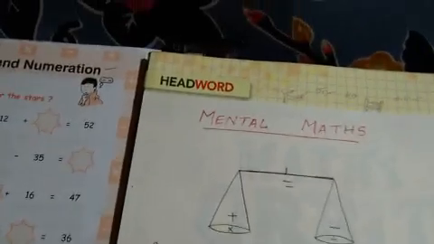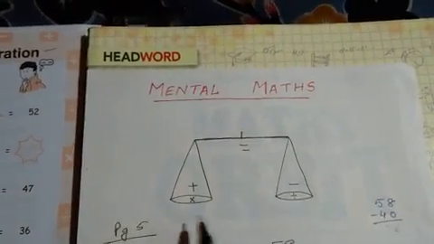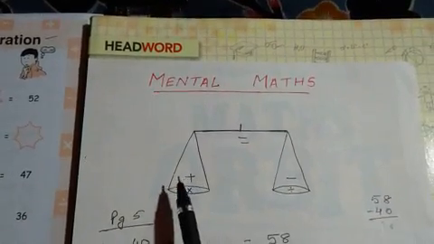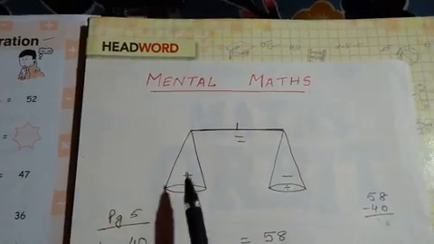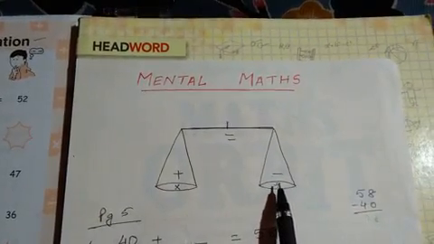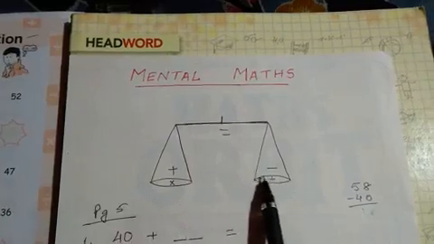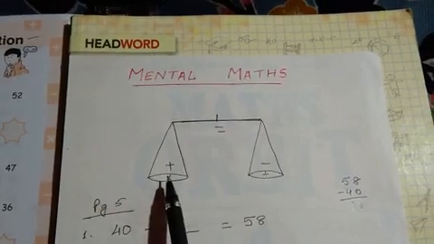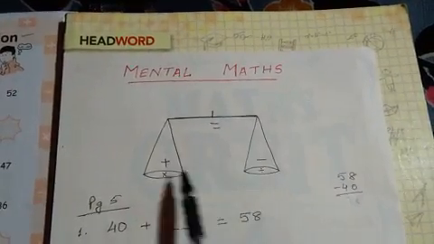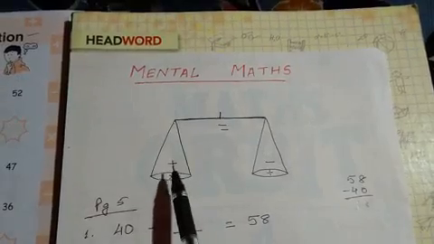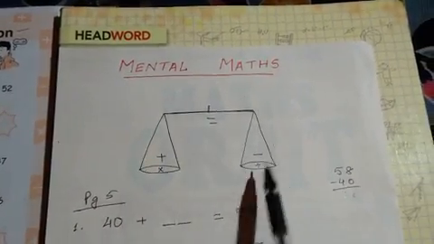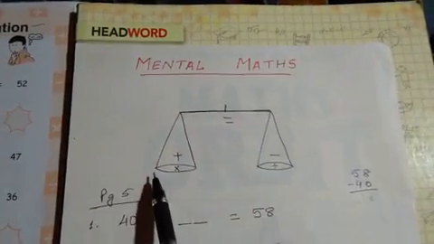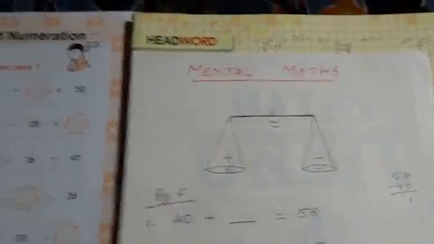I have taught you this balance already, so let us revise again. When a number with a plus sign goes to the other side of equal to, it becomes a minus. And when a number with a minus sign goes to the other side of equal to, it becomes a plus. We are going to deal with only these two signs.